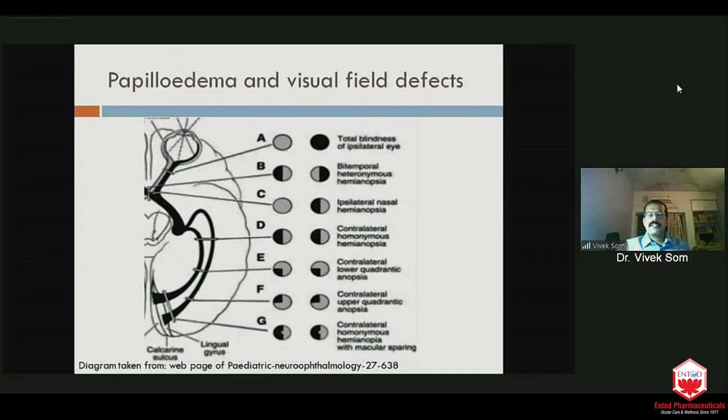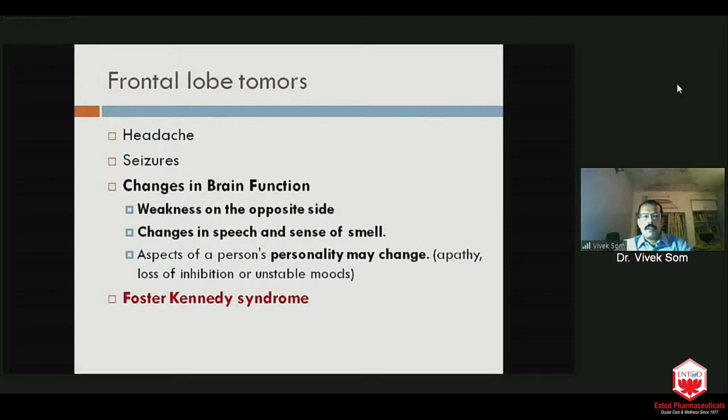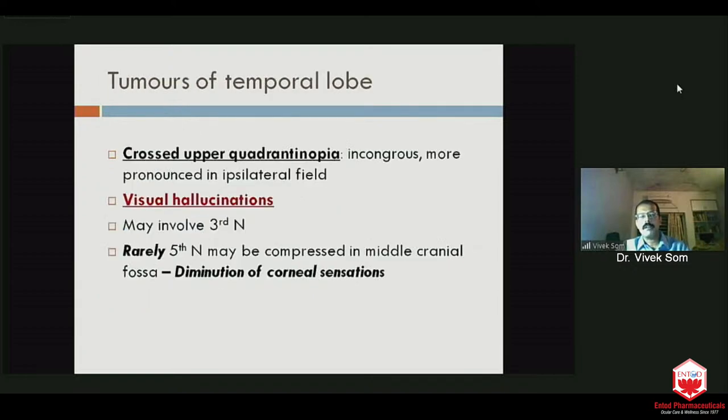Papilledema and visual fields vary in most patients, depending on the site or location of the tumor. Basically, it depends on where in the brain the tumor is. For example, frontal lobe tumors will have changes in brain function and weakness of the opposite side, apart from the papilledema and other features. There might be personality change, and a very typical Foster-Kennedy syndrome, in which the patient has optic atrophy on one side and papilledema on the other. So once we see Foster-Kennedy syndrome and find a history of personality change, change in speech and smell, we can think of frontal lobe tumors.